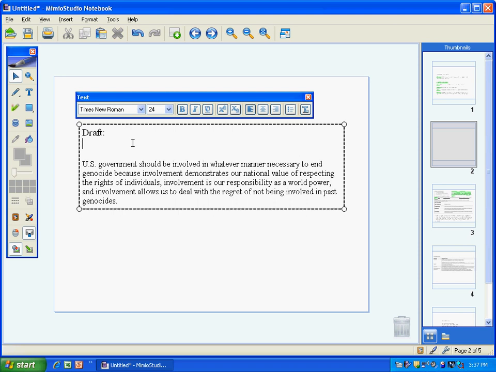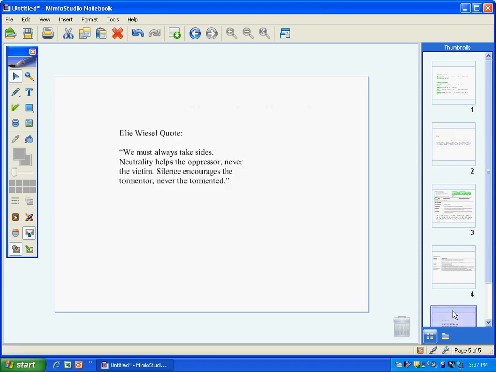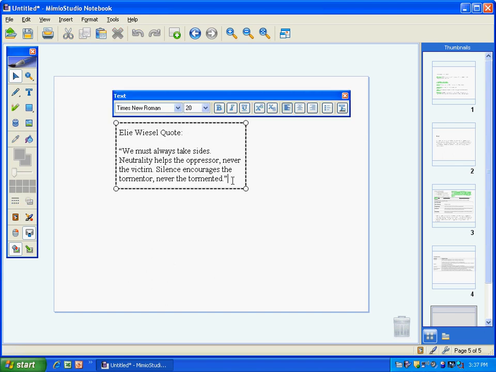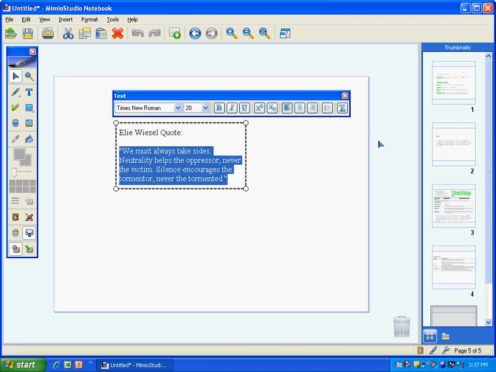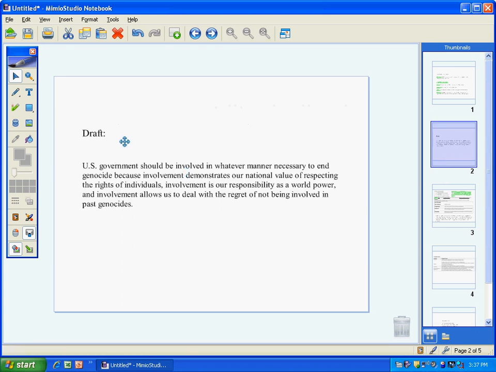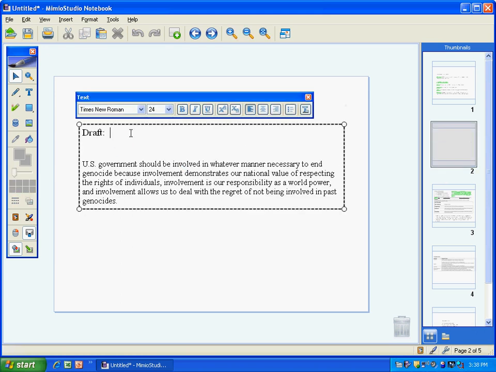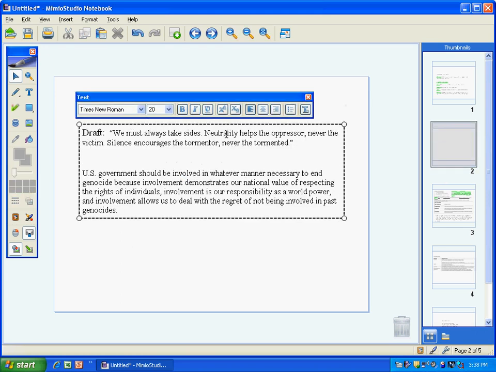Now that I've got my thesis statement as part of my draft, I need to go to the hook that I'm intending to use. It's a quote by a Holocaust survivor, and the quote essentially tells us that we need to take sides. Neutrality only helps the oppressor. So we're going to begin by copying the quote, and because it's stated in a way that's better than what I can state in a paraphrase, I'm going to go ahead and use the direct quotation.